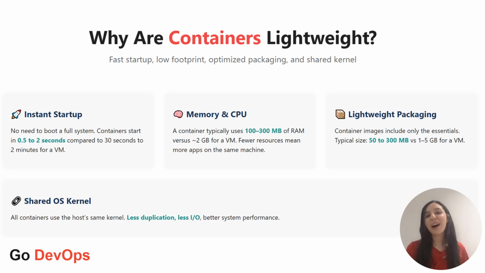Now that you have the image in mind, containers are smart shared apartments, let's break down why they are considered lightweight step by step. There are four main reasons, and each one helps explain what makes containers faster, smaller, and more efficient than virtual machines. Let's start with the instant startup.